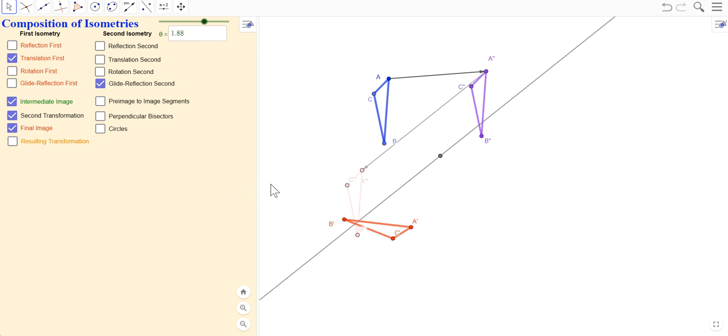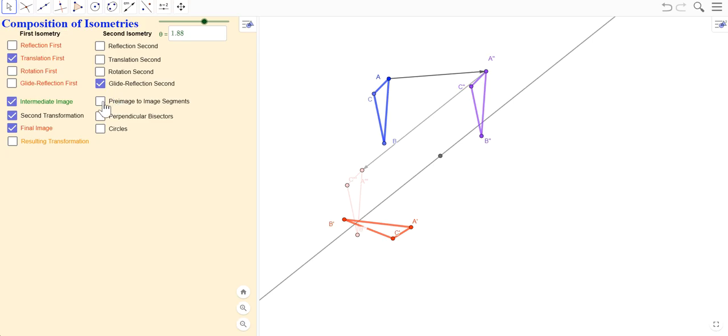Okay, let's see what we might expect. Translation is 2, 2 reflections, and glide reflection is 3. That's 5. That's an odd number. We should see either a reflection or a glide reflection for our final answer. Okay, it looks like probably a glide reflection is what's happening here.